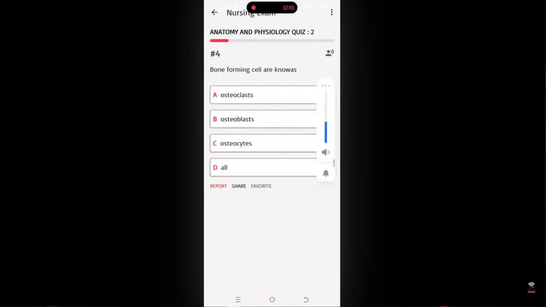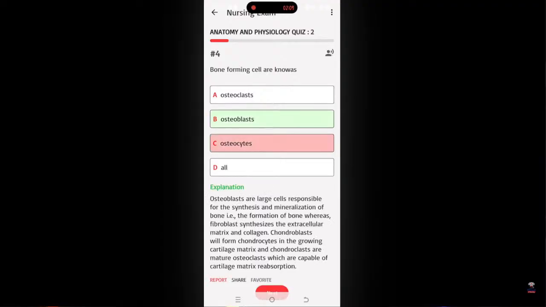Bone-forming cells are known as A. Osteoclasts, B. Osteoblasts, C. Osteocytes, D. All. No. Correct answer is B.